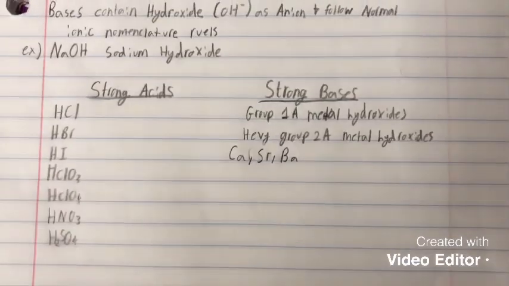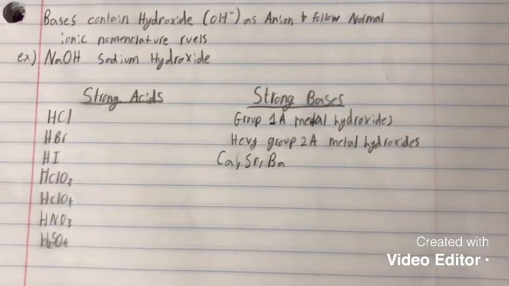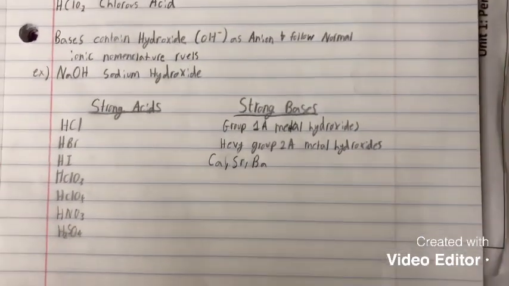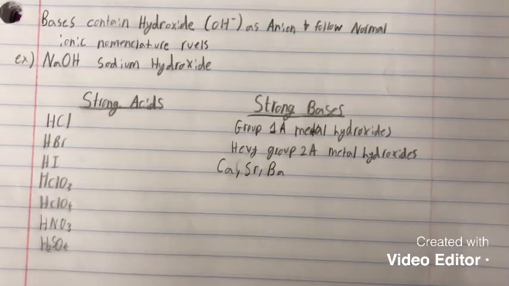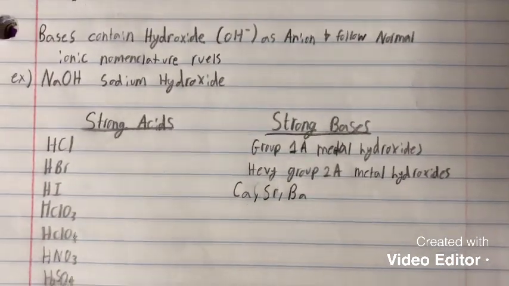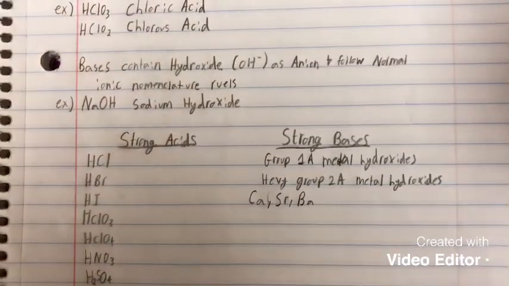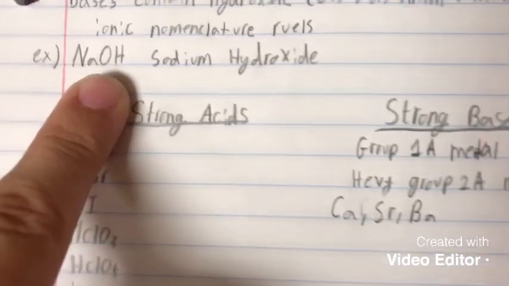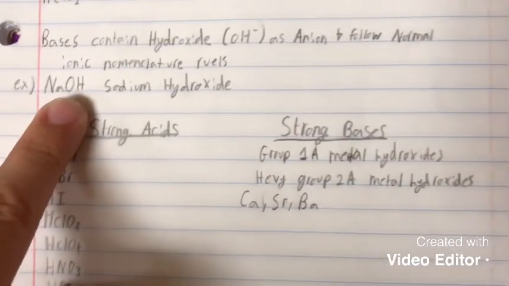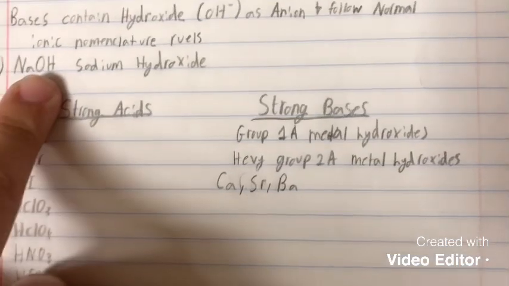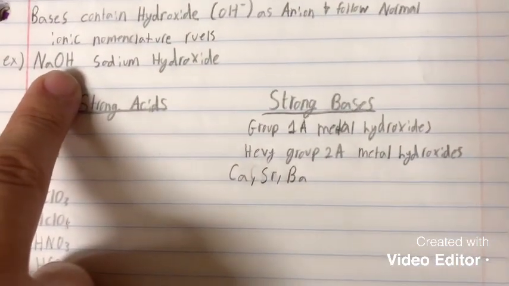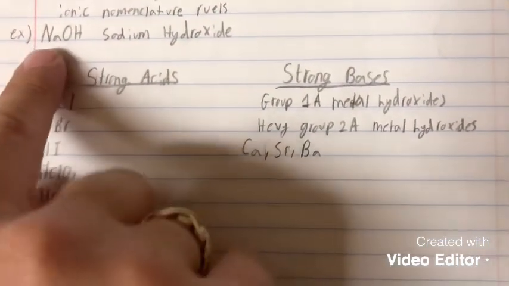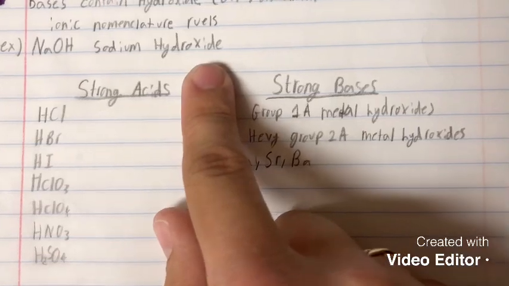Bases contain hydroxide, which is OH, -1. As the anion, follow normal ionic nomenclature rules, this one is slightly easier. So for an example, you have NaOH. The OH symbolizes that it is a base and therefore must end in hydroxide. And then the Na, you just have to put what the name is. So NaOH is sodium hydroxide.